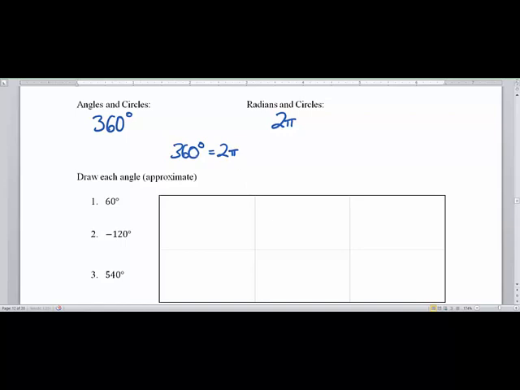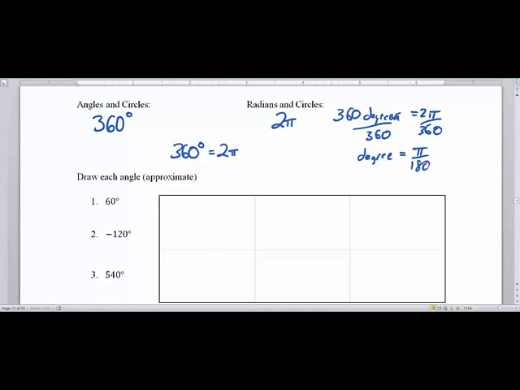Because what we can do is we can solve for degrees by putting down 360 degrees is equal to 2 pi. And then what we do is divide both sides by 360. So 1 degree is equal to pi over 180.